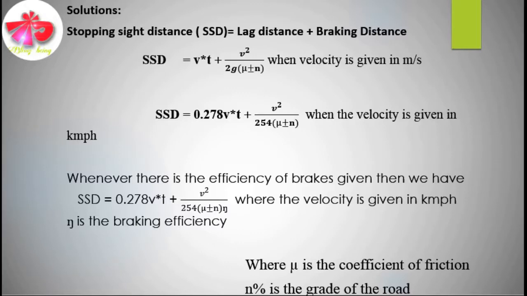The lag distance is given by the formula velocity times the reaction time of the driver, and the braking distance is given by the formula v squared by 2g times (mu plus or minus n), where v is your design speed, g is the acceleration due to gravity in meter per second squared, and n is the grade of the road.